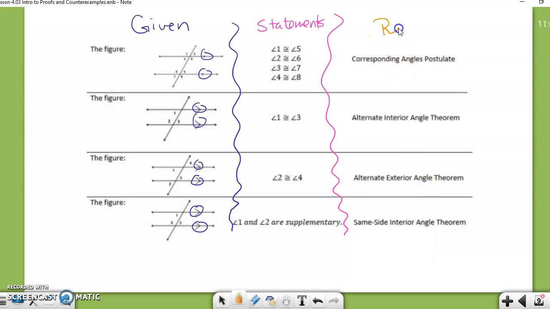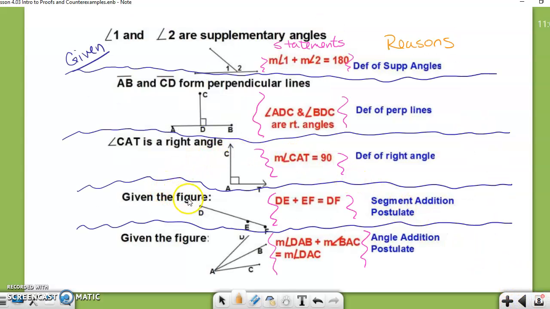And these would be your reasons. Let's look at a couple examples. I'm going to go back quickly. So if I'm given the figure, I've got a segment DEF, or really DF, and E is on it. I know that DE plus EF equals the whole DF. I could make that statement based on the segment addition postulate.